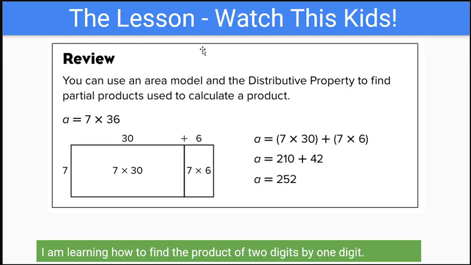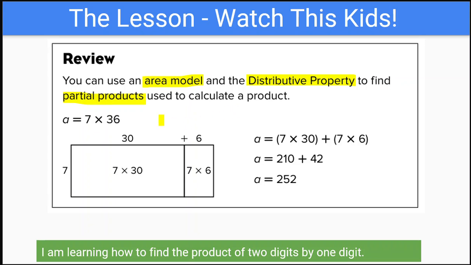Let's take a look. Okay, it says this today. It says you can use an area model. Okay, that's new for us. And you can use a distributive property. You know what that is. To find partial products. Now, partial means part of a product. That's the answer to a multiplication problem. Okay, you can use partial products to calculate a product.